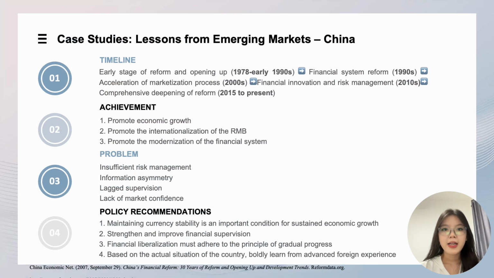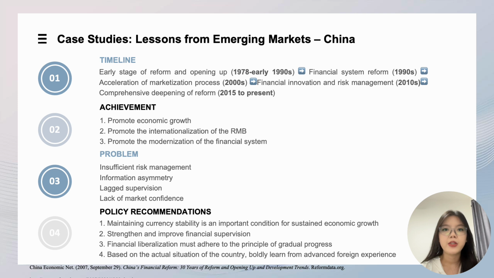Next, let's look at China's financial liberalization process. China has adopted a step by step reform strategy and has gone through multiple stages. From the deregulation of financial markets in the early days of reform and opening up, to the introduction of a market based exchange rate mechanism in the 1990s, to the acceleration of foreign capital entry in the 2000s. And now China is in a stage of comprehensively deepening reform.